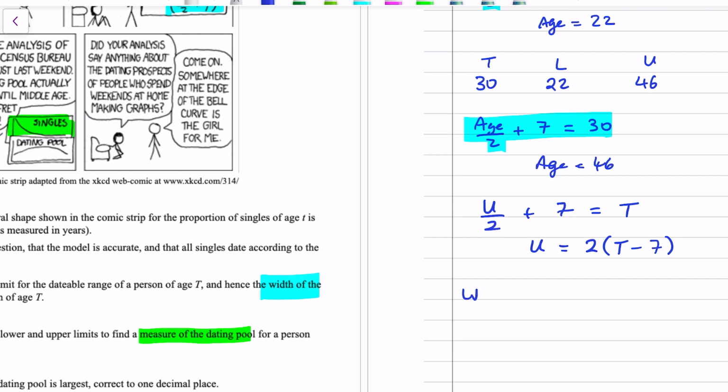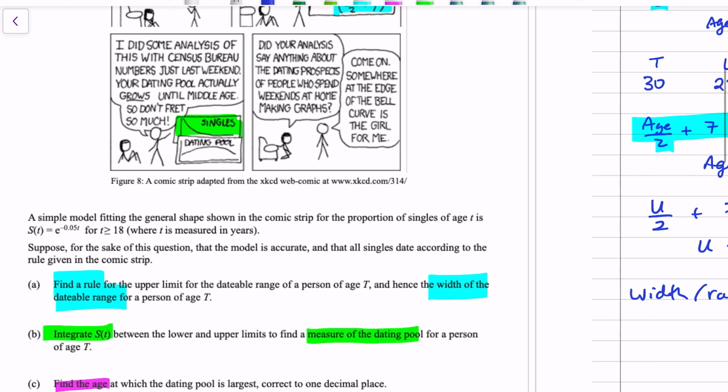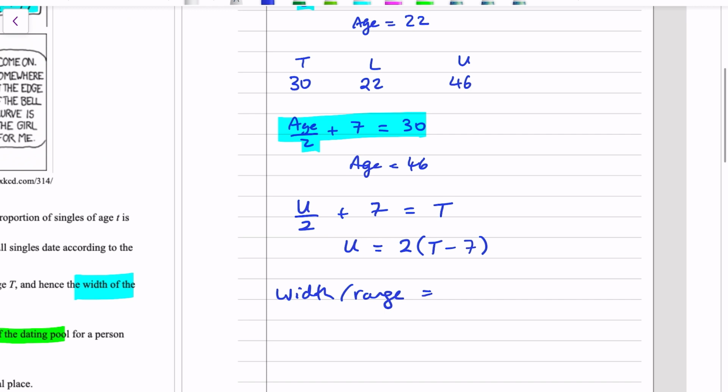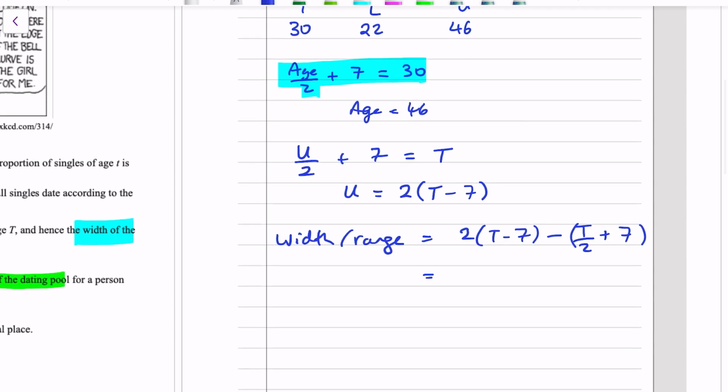And then the width of the range, the dateable range I think they're referring to in the question, yep, dateable range, is going to be just the difference between the upper limit and the lower limit. And the lower limit there is half your age plus 7. So if we tidy that up a little bit, we've got 2t minus a half t, 3t over 2, and then minus 14, minus another 7, minus 21. Okay, so the width increases over time. It's a linear function, and as t gets larger, as your age gets larger, the width is increasing, because the age range of allowable ages to date increases according to the rule.